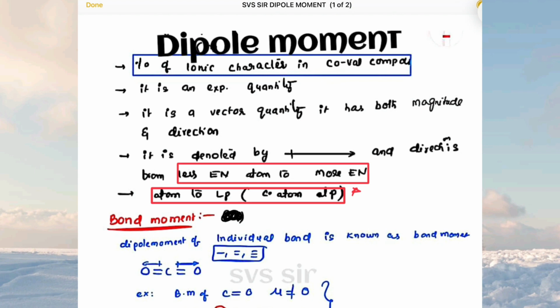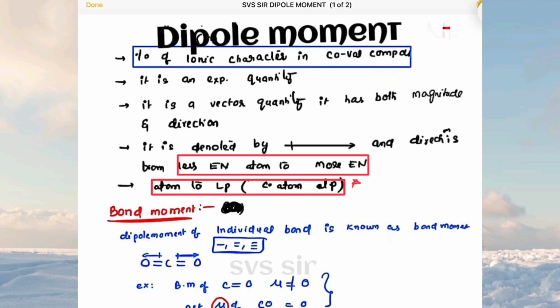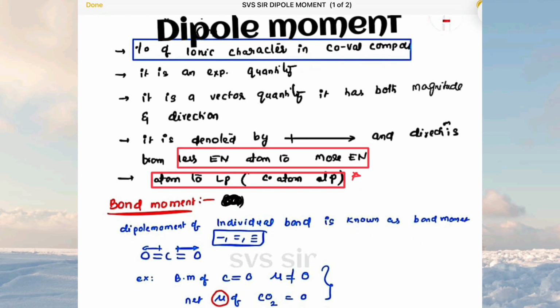What is bond moment? Dipole moment of an individual bond is known as bond moment. For example, in carbon dioxide we have two bonds. So any single, individual bond, we call its dipole moment. So the bond moment of C double bond O, if you take, is not equal to 0, but the net dipole moment of carbon dioxide equals 0.